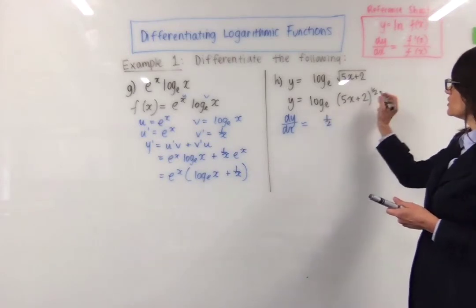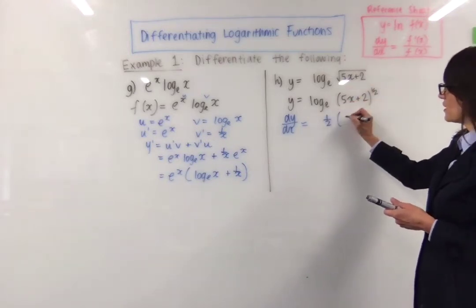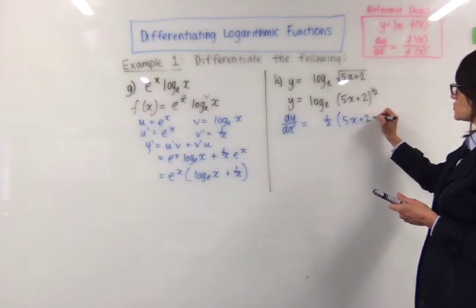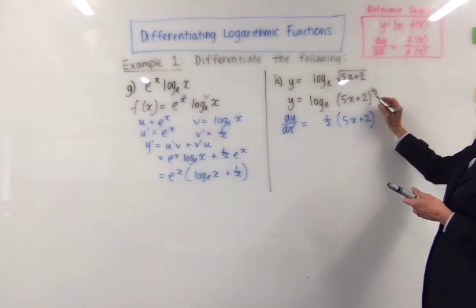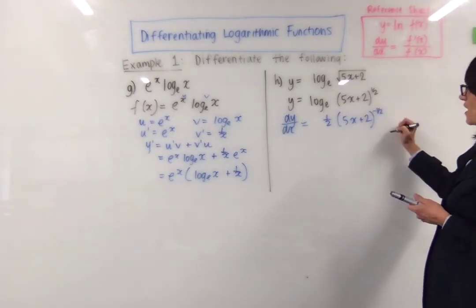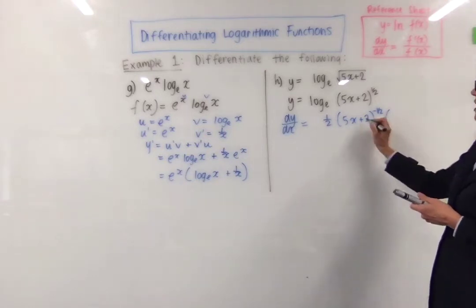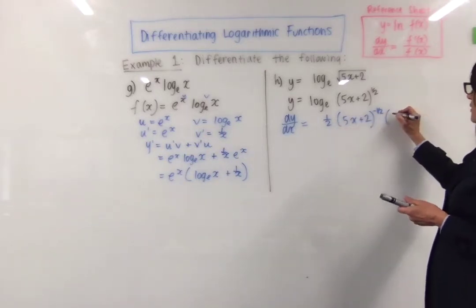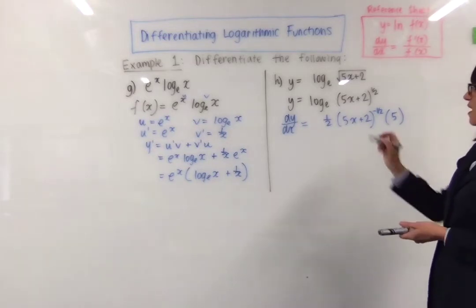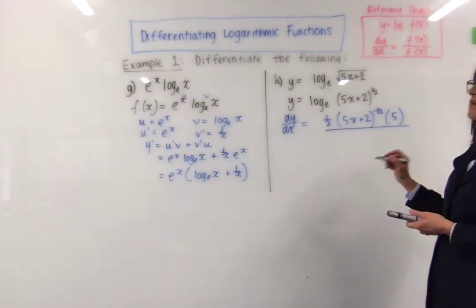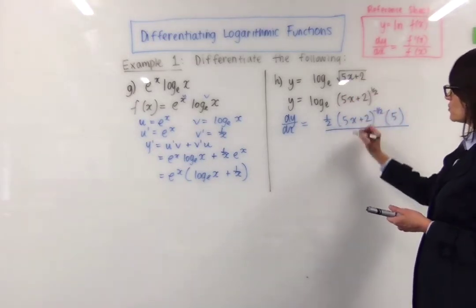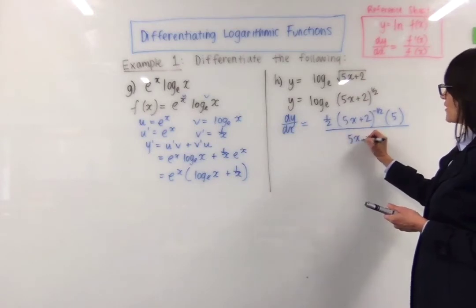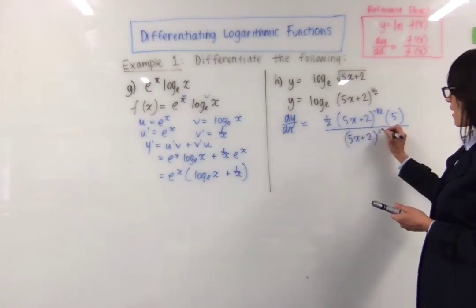So using our knowledge of the chain rule, bring the half to the front, 5x plus 2, take 1 off the indices, so that becomes to the power of a negative a half, and then times by the derivative of what's in brackets, which in this case is 5. All over our original function, which was 5x plus 2 to the power of a half.